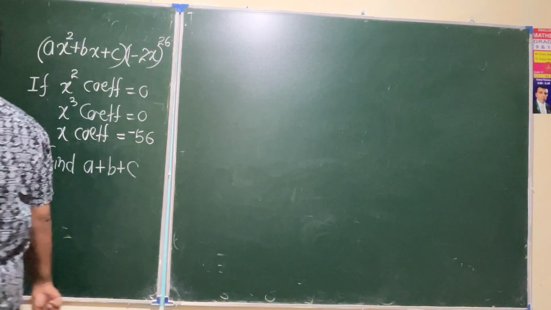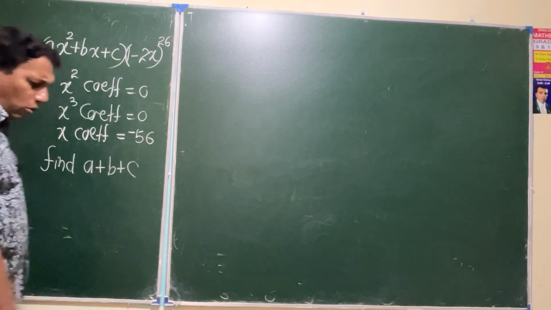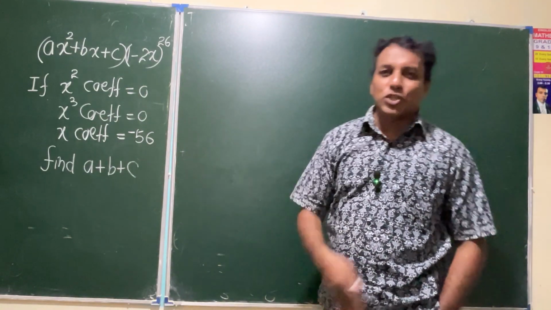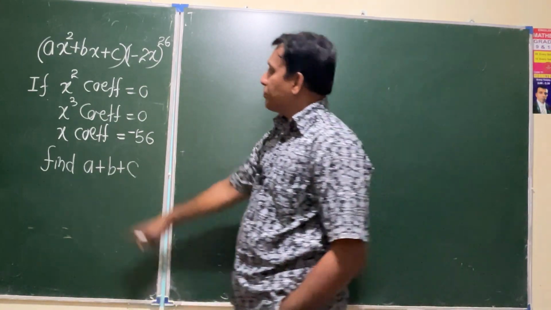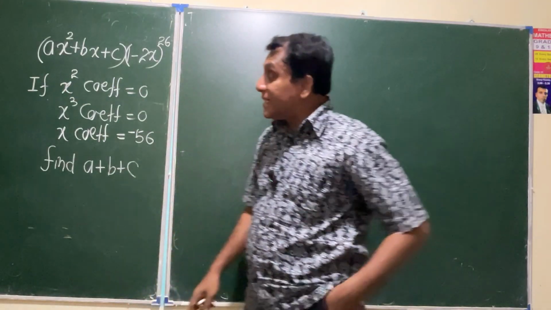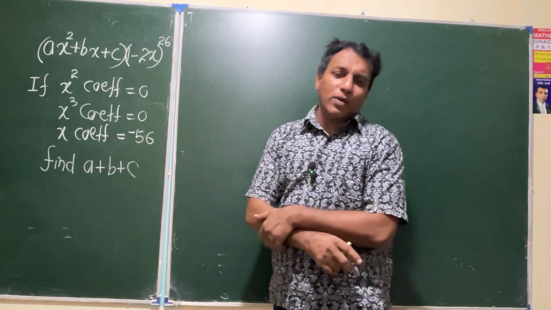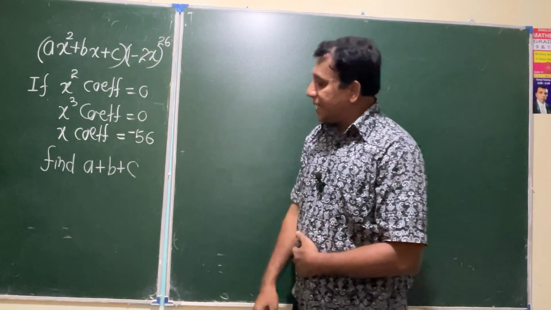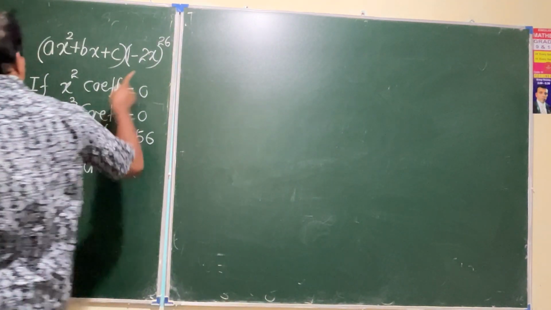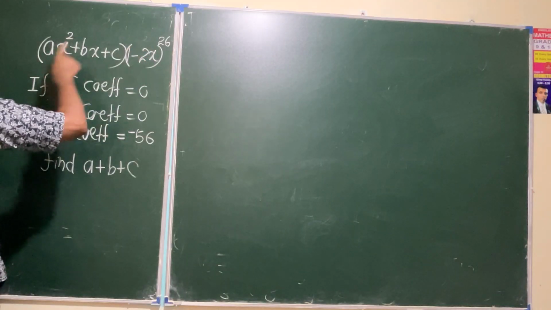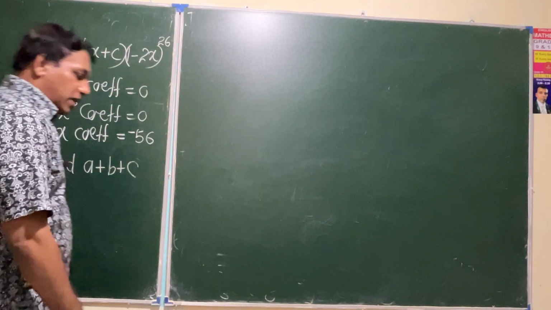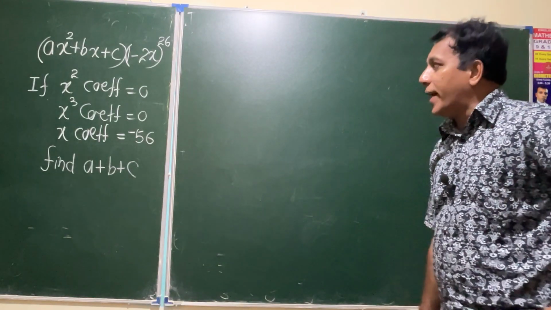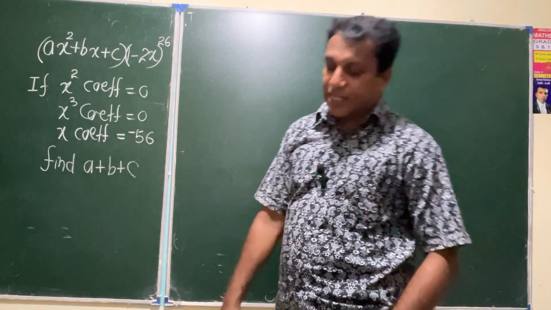Okay, come back. Today is a nice binomial question, more suited for pure maths papers such as Edexcel, Cambridge, or combined maths, pure maths. The problem is available on my WhatsApp platform, also on the YouTube banner. Consider this expansion: (ax² + bx + c) into (1 − 2x) completely to the power 26, right?